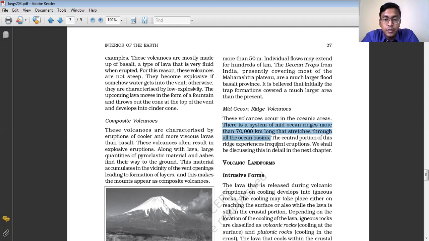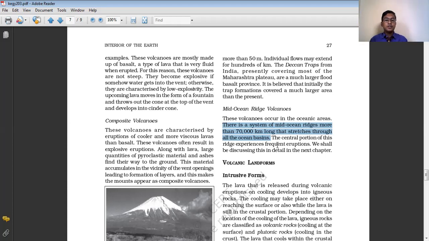We will be discussing these mid-oceanic volcanoes in the next chapter also, where it has been described in a more detailed way, basically about the Pacific Ring of Fire. It has been explained in detail what the Pacific Ring of Fire is and what the main characteristics of this area are.